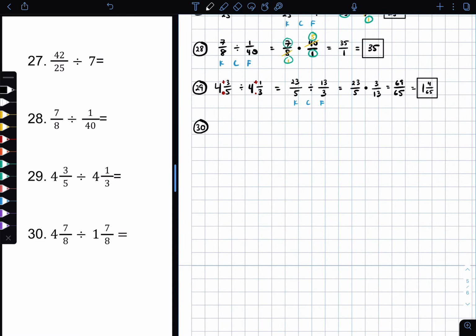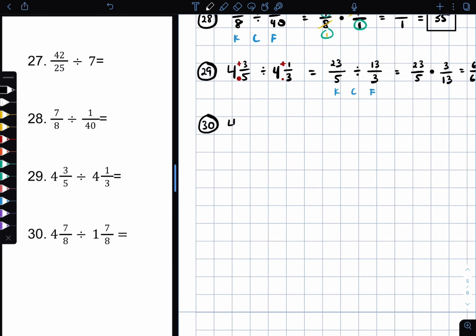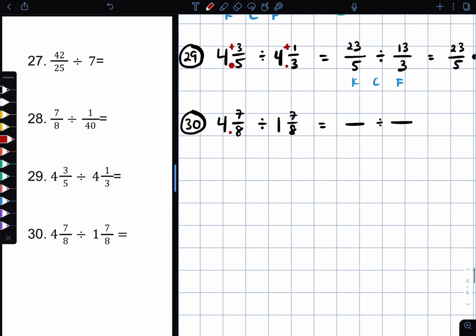Hopefully everything is good. For 30, we have 4 and 7/8, and then we're going to divide that by 1 and 7/8. We need to turn these into improper fractions, so I'm just going to set this up over here. 4 times 8 is going to be 32. 32 plus 7 is going to be 39, so we have 39 over 8. And then 1 times 8 is 8 plus 7 is going to be 15, so that'll be 15 over 8.